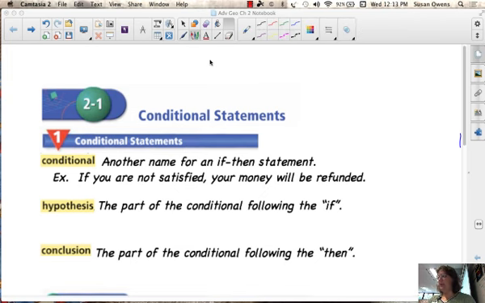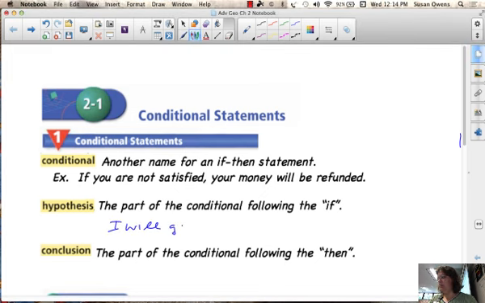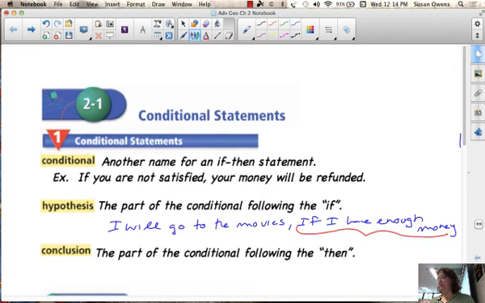We can also write something like, I will go to the movies if I have enough money. And this part right here is the hypothesis, if I have enough money. The conclusion is the part of the conditional following the then. Now in this case, for the example I wrote, it's kind of implied, then I will go to the movies.